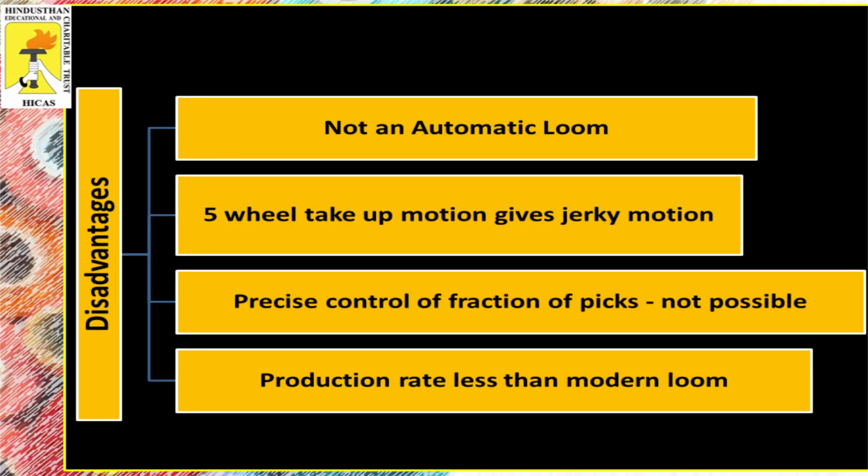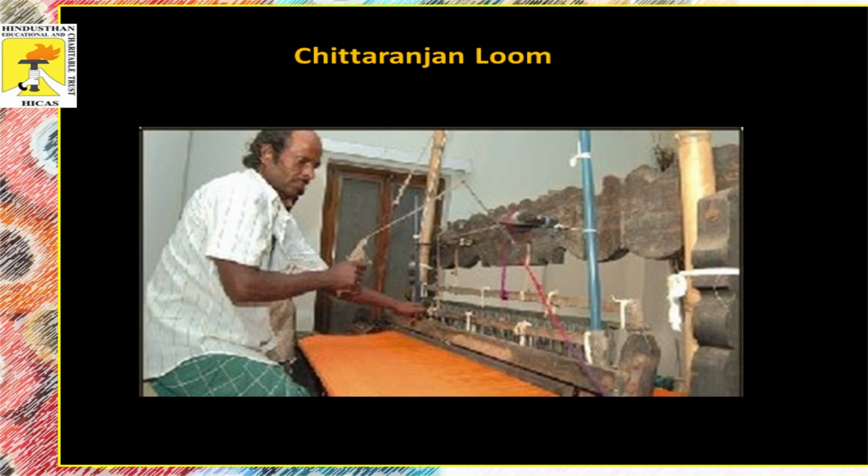Next, disadvantages. It is not an automatic loom since it is a semi-automatic loom, and the 5 wheel take up motion gives jerky motion. The precise control of fraction of picks is not possible. Production rate is less than a modern loom. Next, this is the Chitranjan loom.